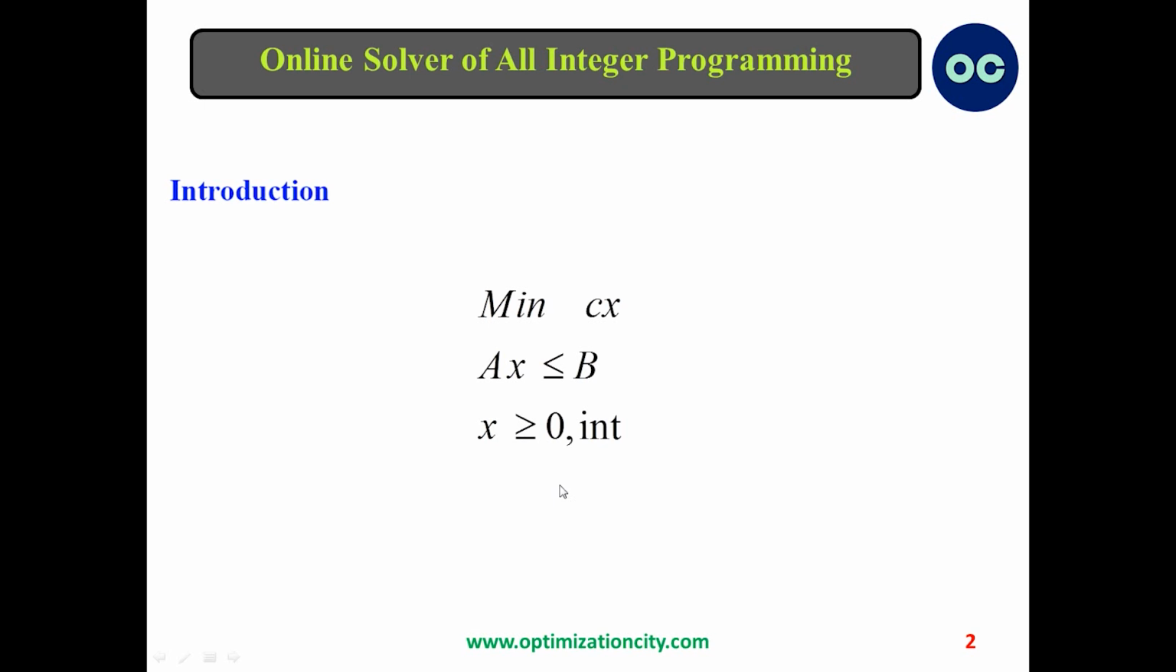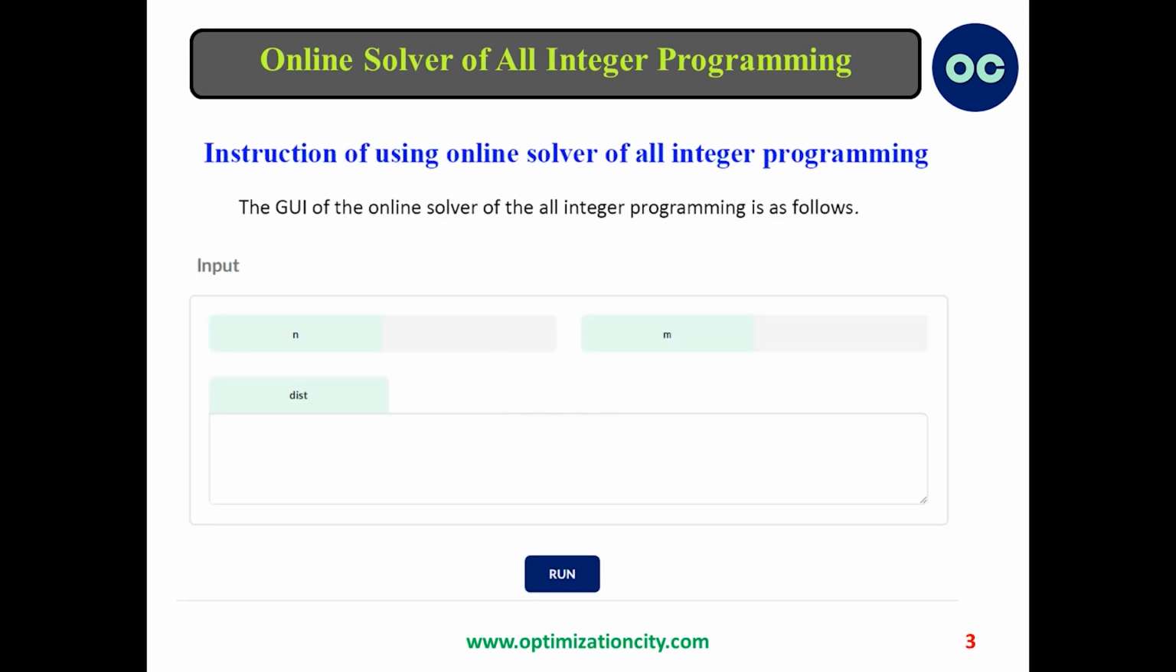To solve this problem, there is limited software that needs to be installed, or you need to know the programming language of this software. In order to make it easy to solve integer programming models, the Optimization City group has designed and developed an online solver. In the following, we will review how to use this online solver.